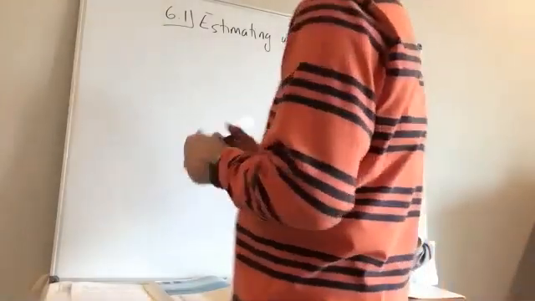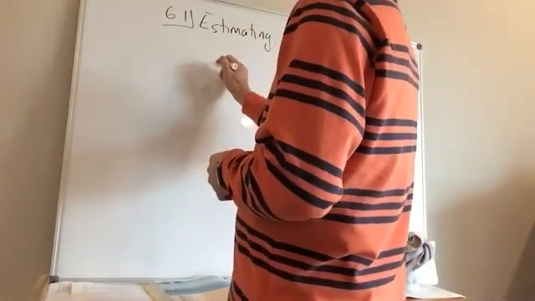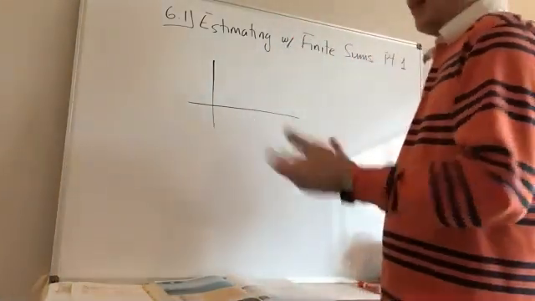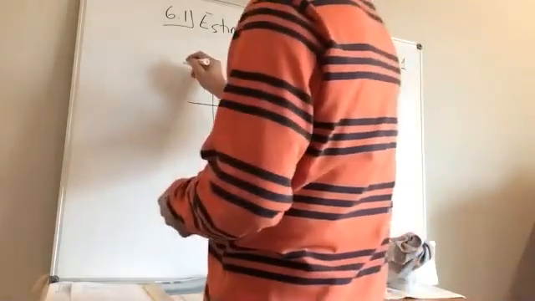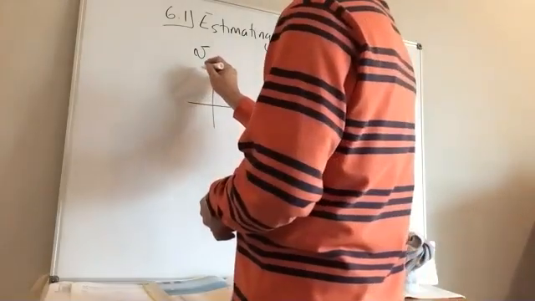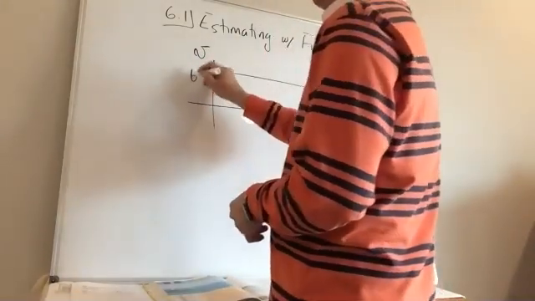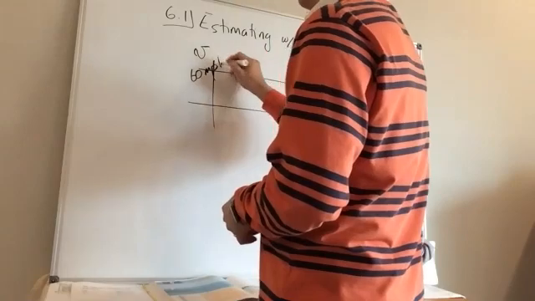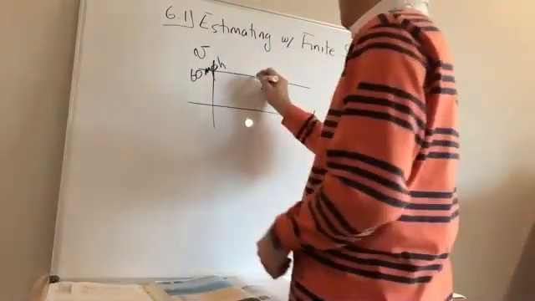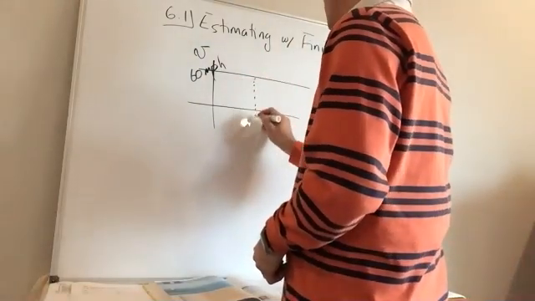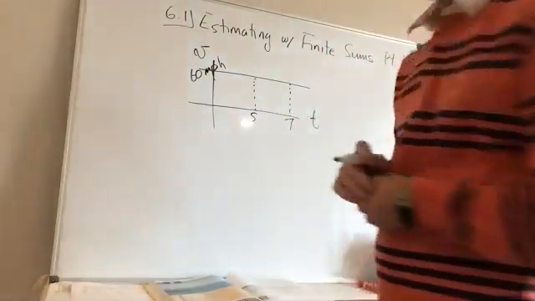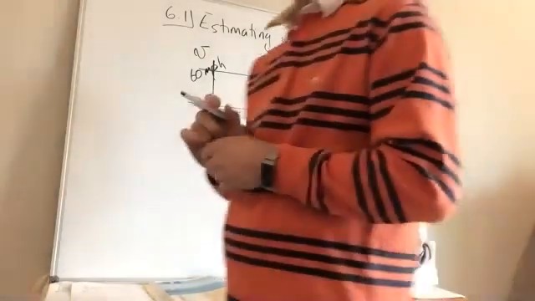So let's go way back to when we talked about traveling. Let's say we're driving at 60 miles per hour. So this is the velocity, and this is the time, and we're traveling at a constant rate of 60 miles per hour. Let's say we want to find out from time equals 5 to time equals 7, how many miles did I travel?